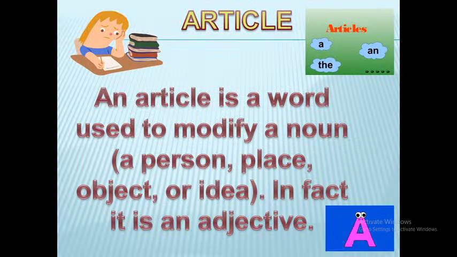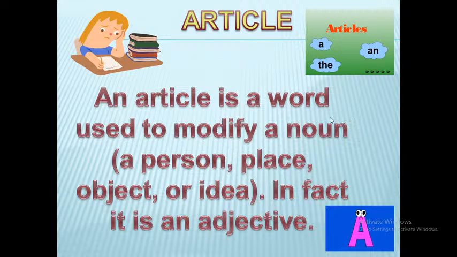So in the last class, we came to know that an article is indeed an adjective itself. Why? Because an article is a word that is used to modify a noun. And when we say an article modifies a noun, the noun includes a person, a place, an object or an idea, right? And then we came to know the list of articles which exist in the English language. They are a, an and the.